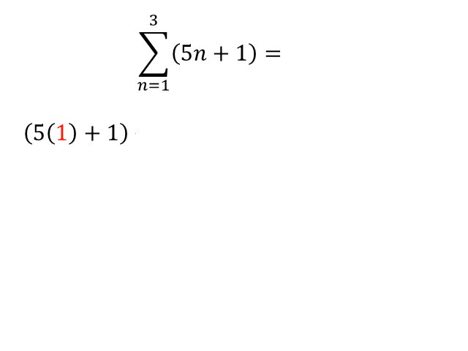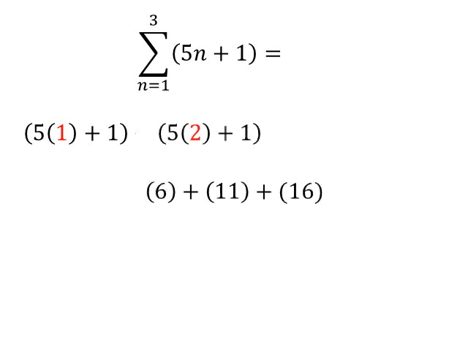So after 1 comes 2. Okay, so I do 5 times 2 plus 1. After 2 is 3. That's 5 times 3 plus 1, but now I've reached the number that's on the top of the sigma, so I stop there. Okay, and what I'm going to do is add those things.